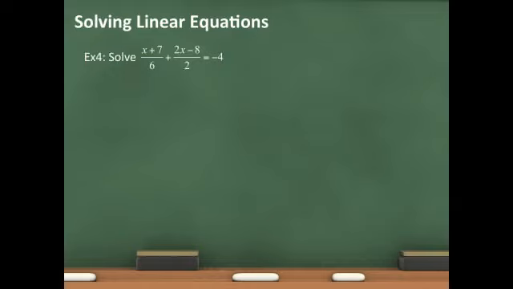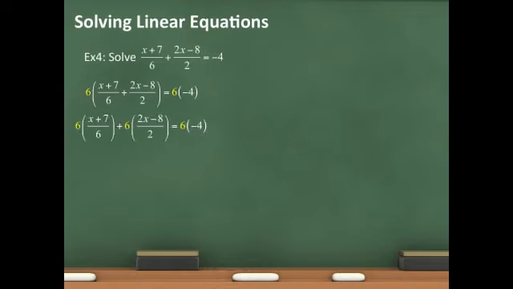So we begin with step 1, which is to clear the fractions by multiplying by the least common denominator. The two denominators are 6 and 2, which means that the least common denominator is 6. So we multiply both sides of the equation by 6. On the left side of the equation, when we try to multiply the first fraction by 6, notice that the two 6's cancel and we can bring down the x plus 7.